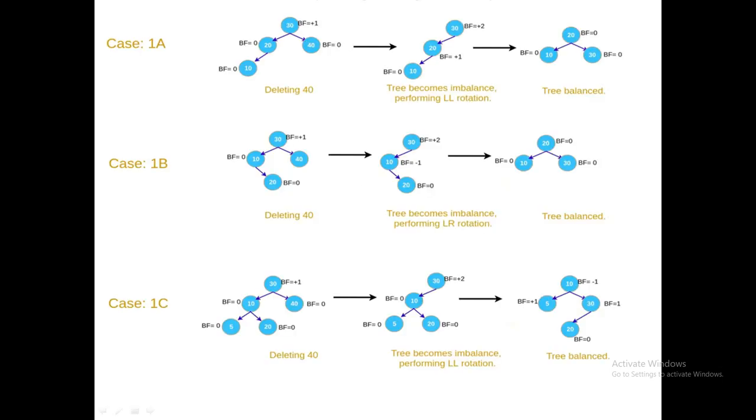So case 1, deleting 40 will make the LL rotation. So 20 becomes parent, 30 is the right child, 10 is the left child. In this case, deleting 40 will make LR rotation. So here also 20 is the parent, 10 is the left child, 30 is the right child. Here deleting 40 will once again be LL rotation. So 10 will become the root and 20 will become the left subtree of 30.